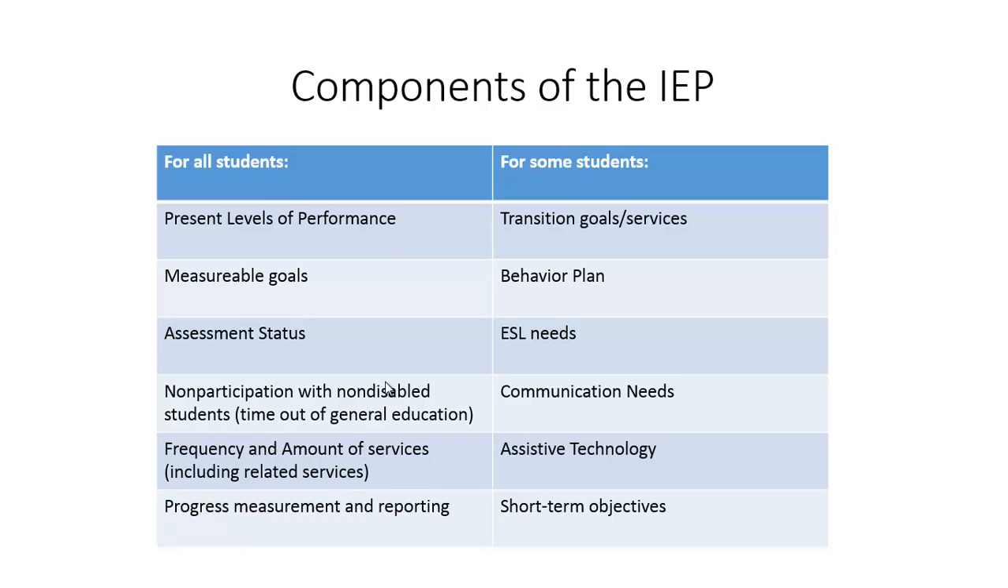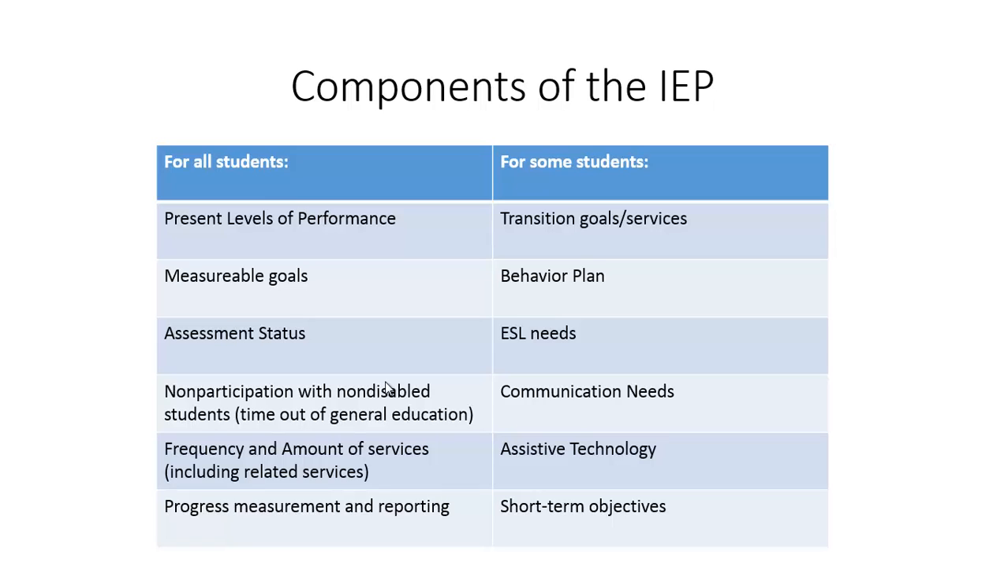Sometimes they're addressed earlier if a child is on more of a functional-based IEP. Behavior plan, so students who specifically need support with social and emotional issues will then look at a separate behavior plan. ESL needs, Braille, communication, assistive technology, any of those other pieces that are more specific to individual students and don't need to be on there for all students that qualify.